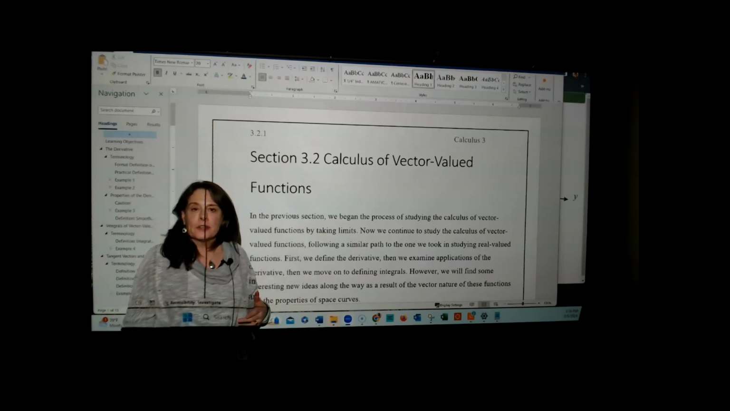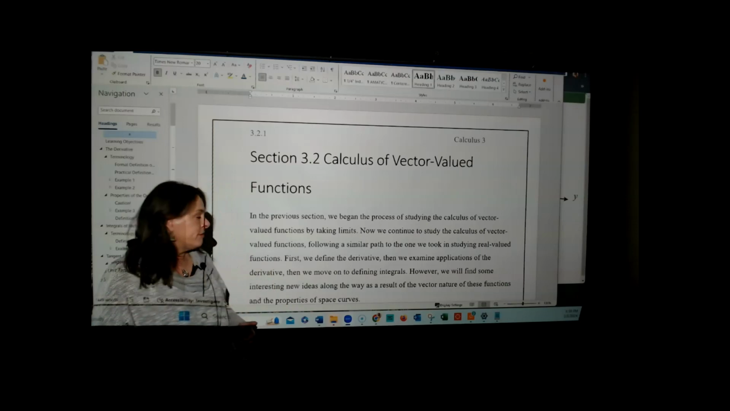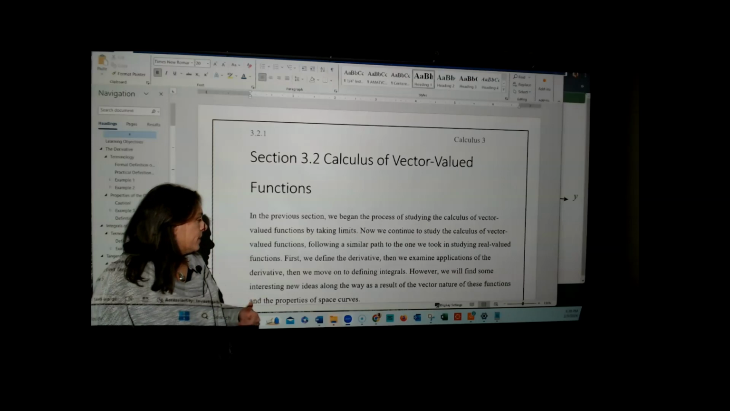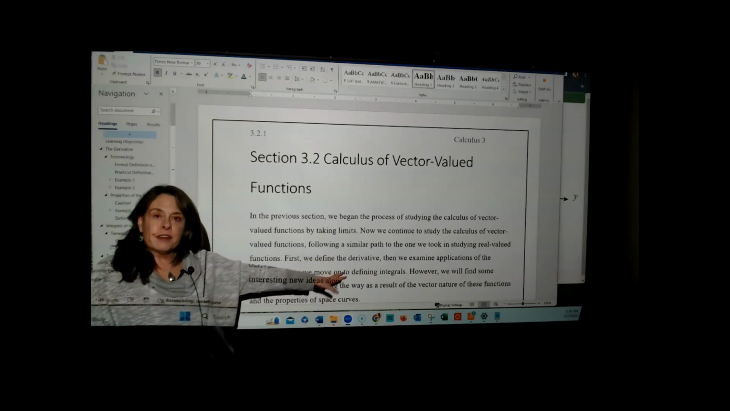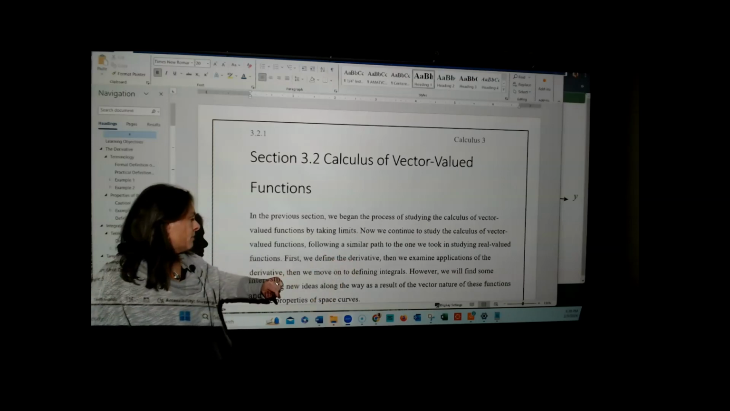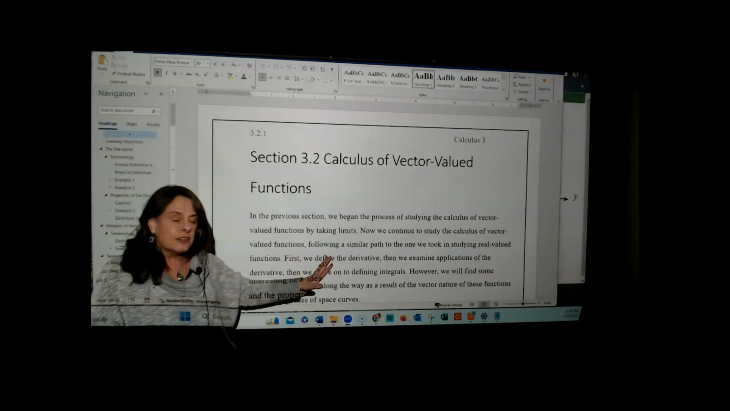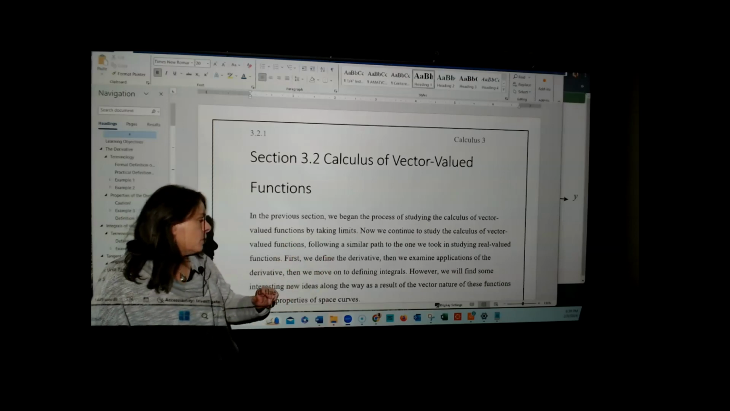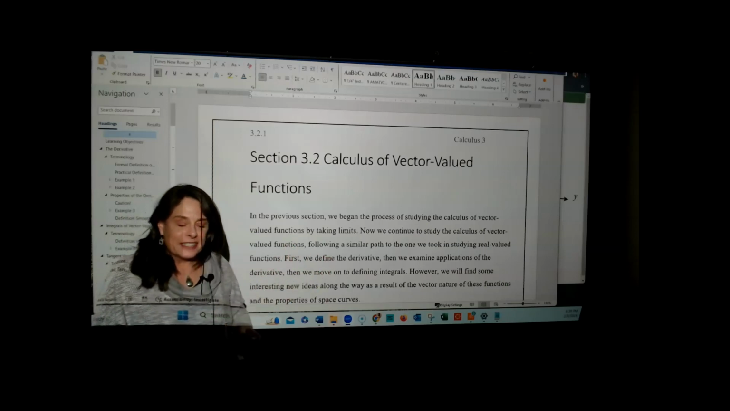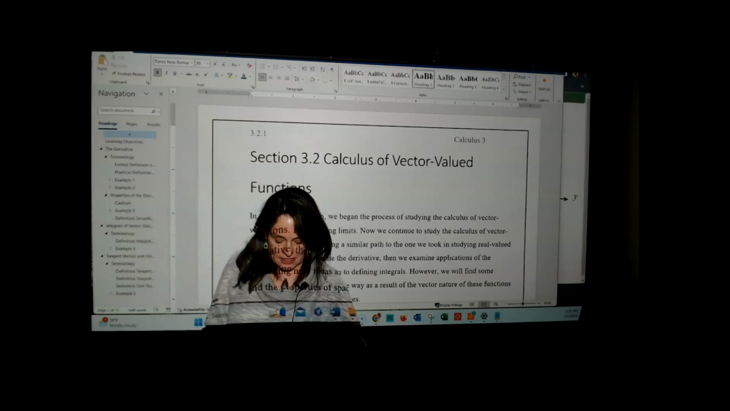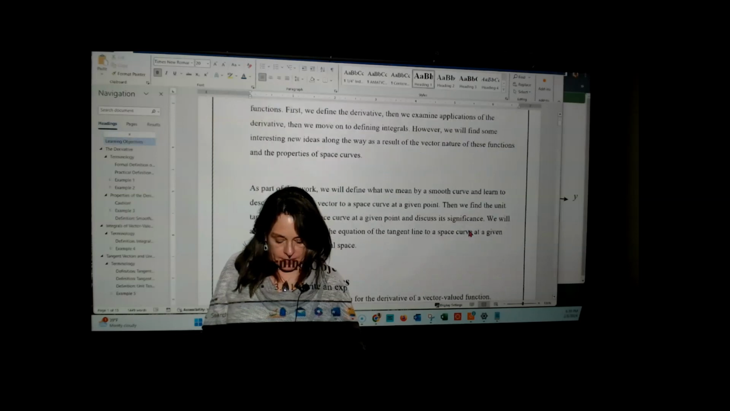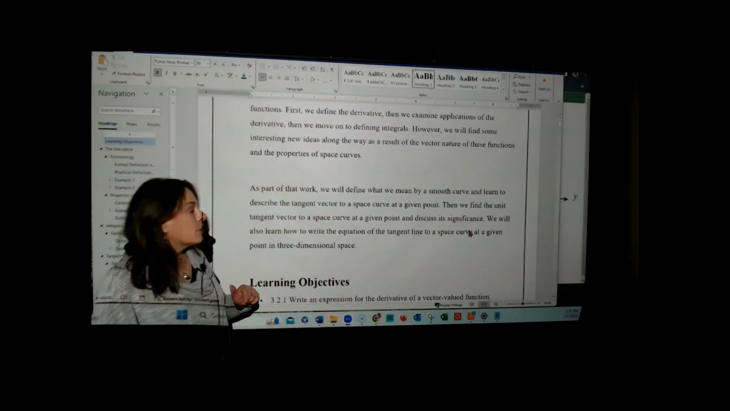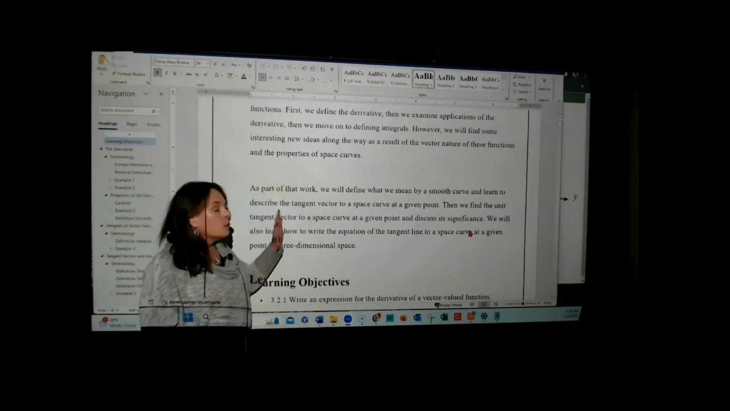to the one we took when studying real valued functions of a single variable in Calculus 1. First, we're going to define the derivative, look at some applications of the derivative, and then we'll move on to defining integrals. We're going to discover some interesting new ideas along the way as we do this, and some interesting properties of space curves.